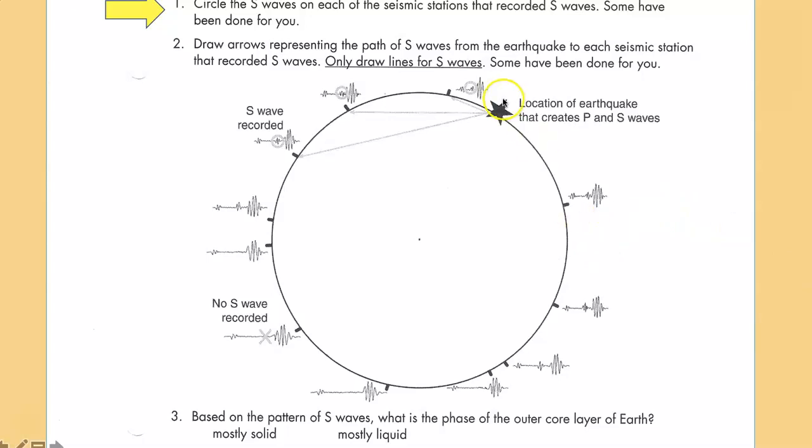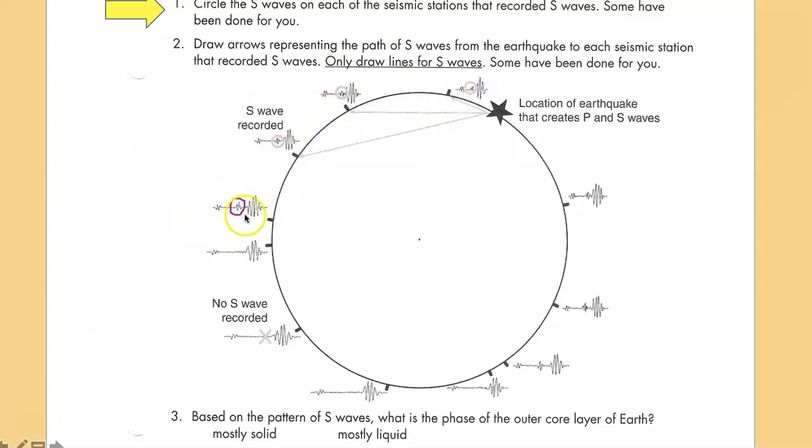These have been done for you already here, here, and here. So notice that we have a little squiggle, that's the P wave, a second squiggle, that's the S wave, and then a large third squiggle, that's the surface waves. And again, we're concentrating on the S waves. So these three have been indicated.